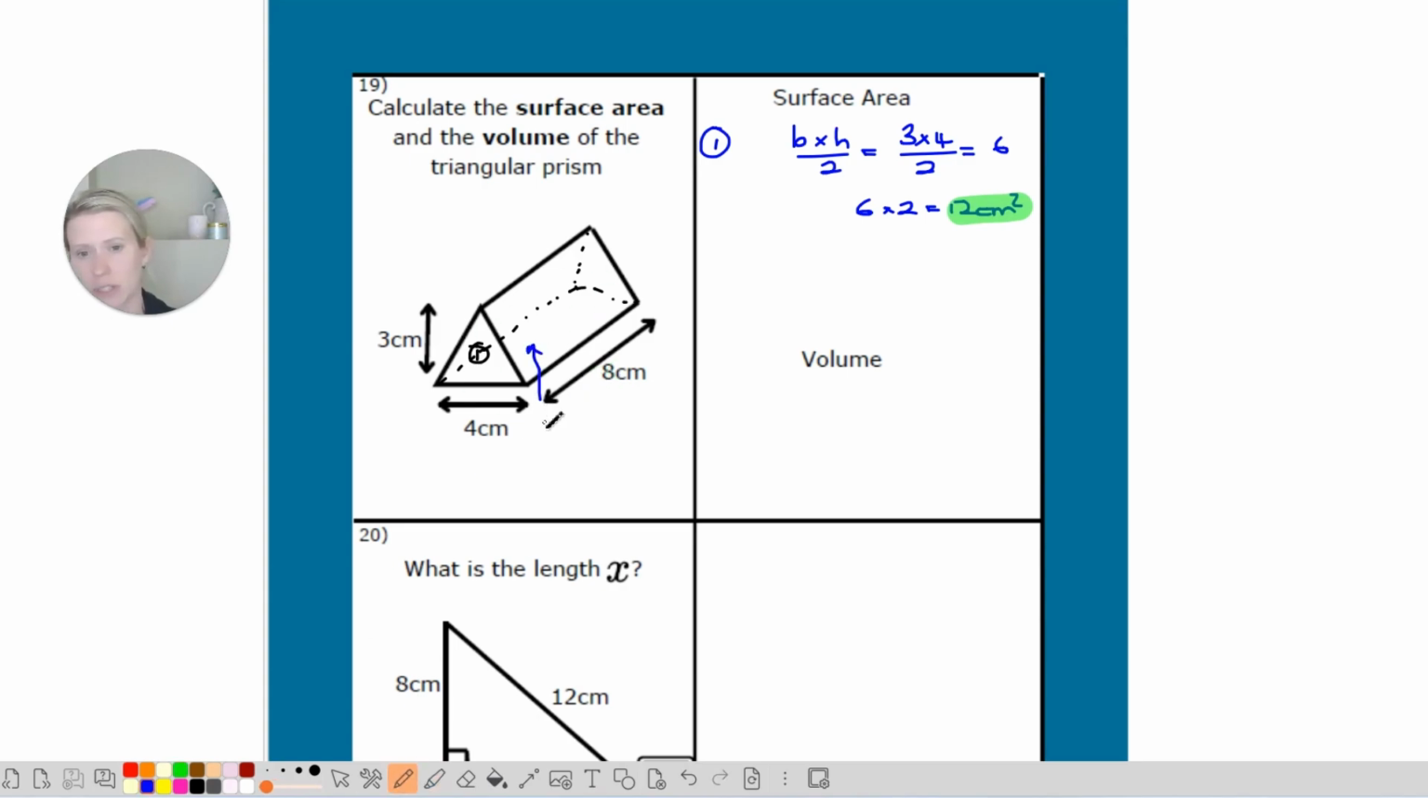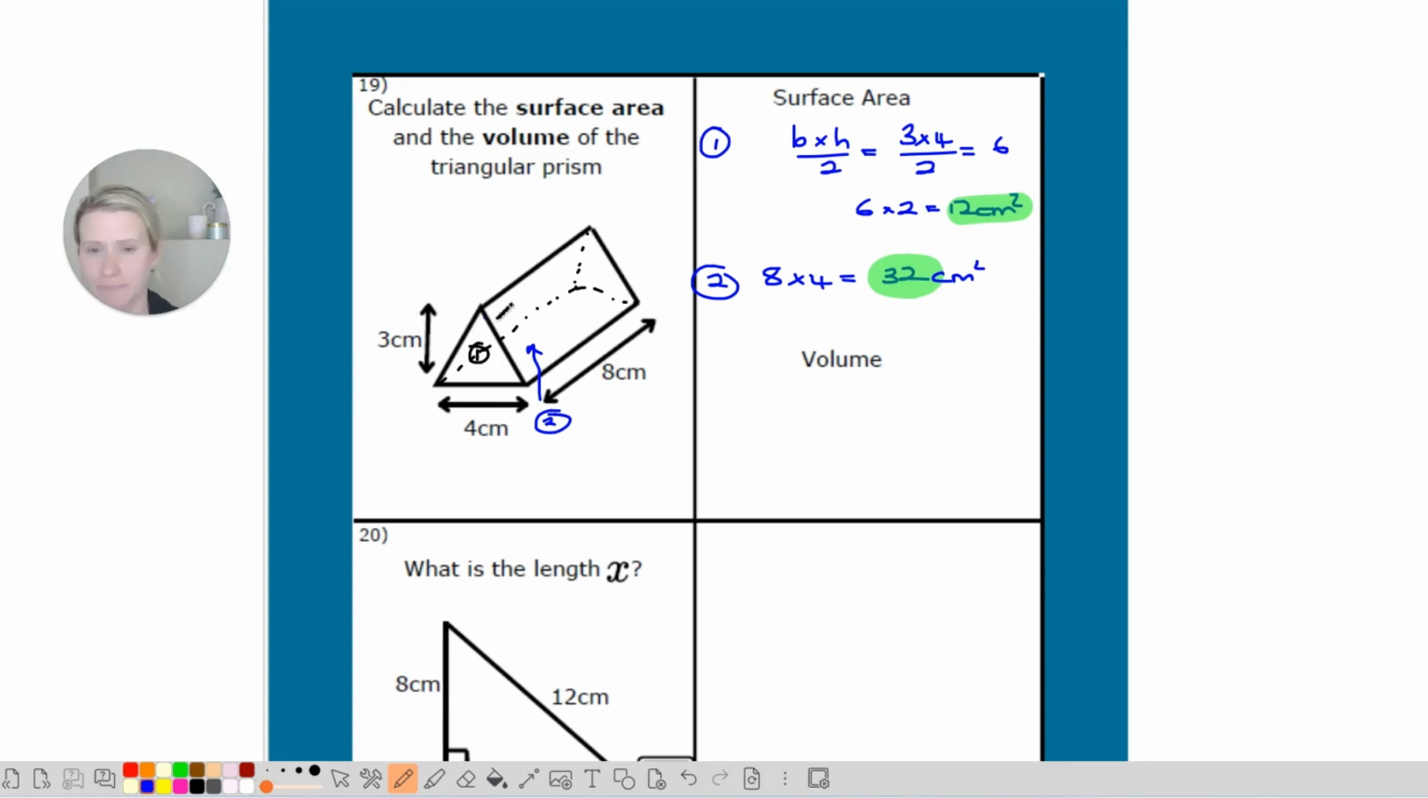Right, let's do number 2 now, which is going to be the base. And the base has a height of 8 and a width of 4. It's a rectangle, so we're doing 8 multiplied by 4, which is 32 centimetres squared. And then finally we've got these 2 slanted sides. Now we haven't been given the height of those, so that's something that you'd have to calculate using Pythagoras.